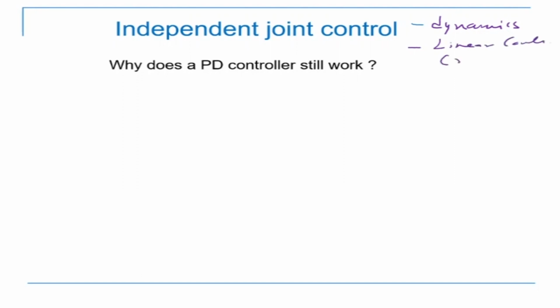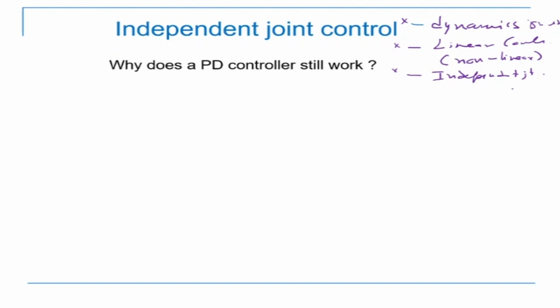Number two was the linear control assumption, although we know that it's a non-linear system. The third thing we saw was independent joint control. Now all these assumptions are there: dynamics is ignored, but dynamics is there, which is causing disturbance. Linear control system, this is actually a non-linear system. And independent joint control, this is actually not independent joint control. It's a completely coupled structure.